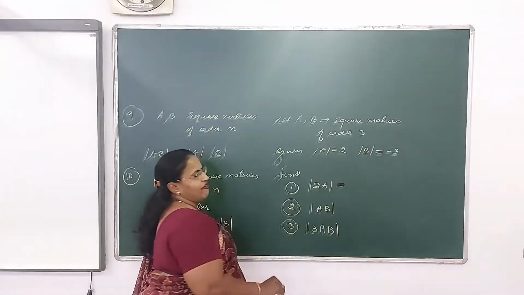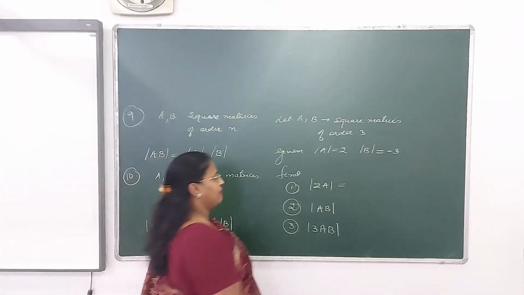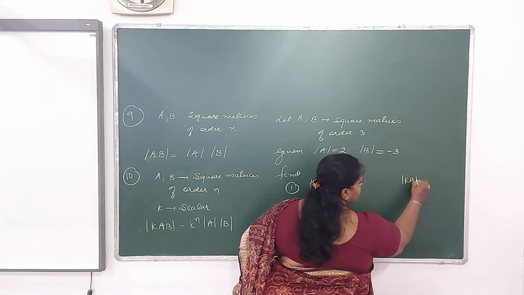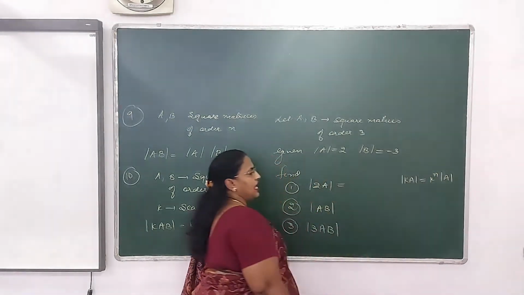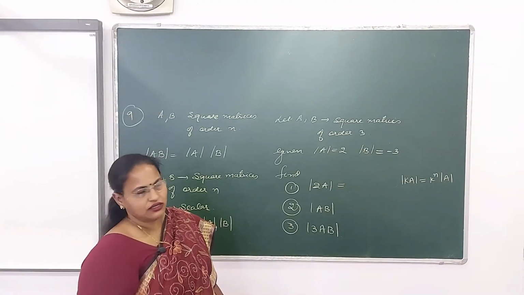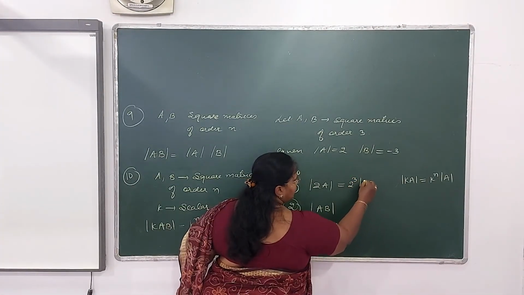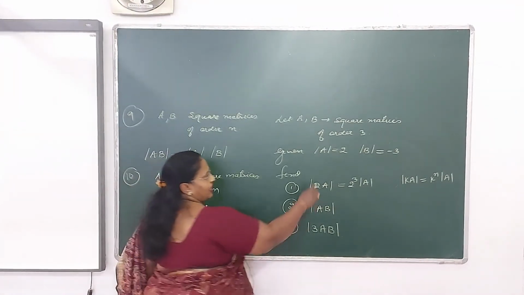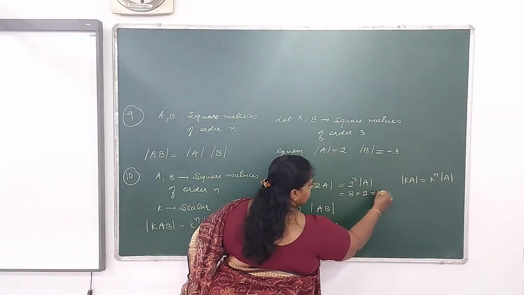So as per the formula, the order of the matrix is 3. We have the formula, determinant of kA is equal to k to the power n into determinant of A, where n is the order of the given matrix. So here it will be 2 cube into determinant of A. So determinant of A, they substitute the value, so it's 8 into 2. So the answer is 16.